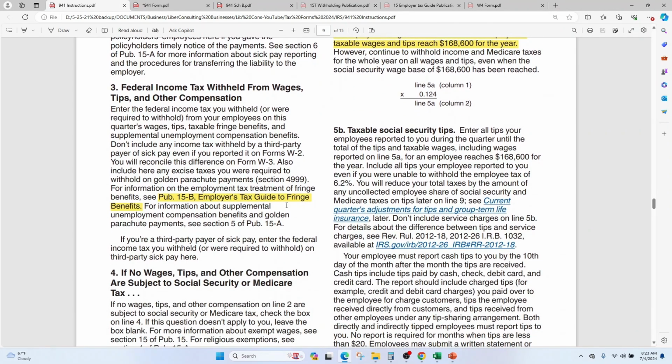If you pay benefits, you can read more about it in Publication 15-B to see what benefits are taxable and which are not, to know what compensation will be subject to Social Security.